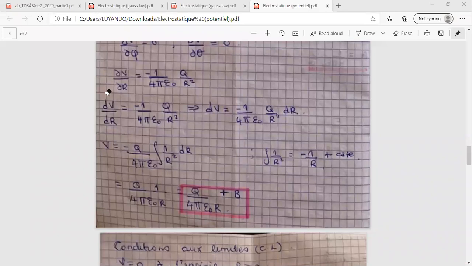Yeah, I have a question. What are we finding first? We're trying to calculate our V, our potential.